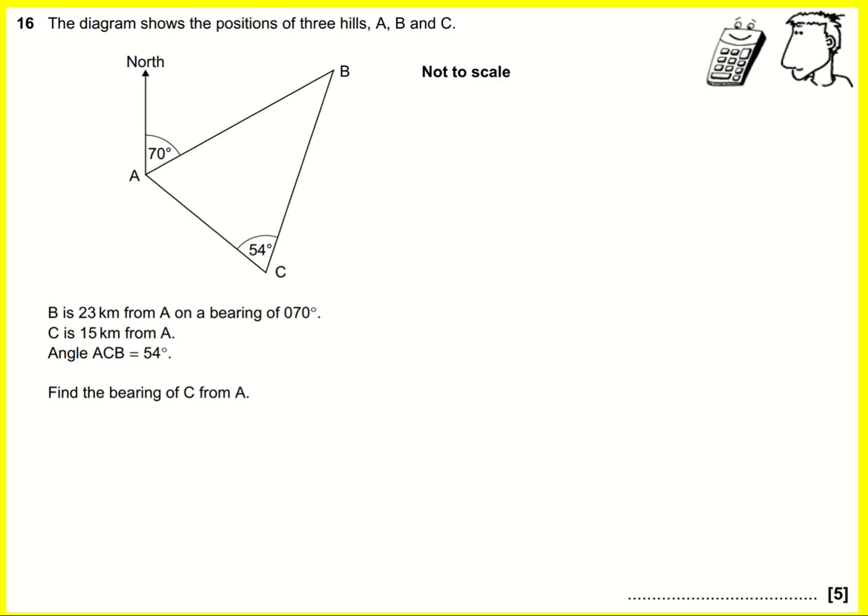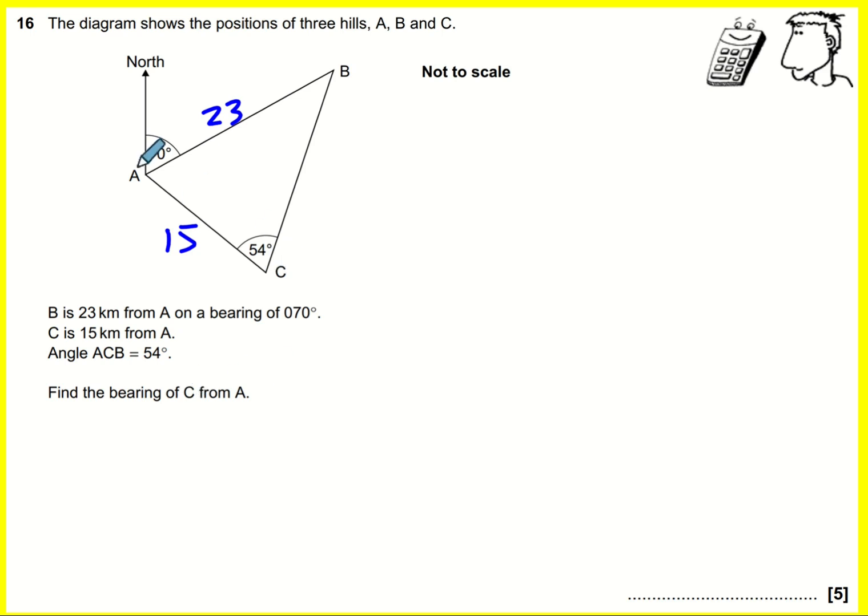The first thing I'm going to do in this question is label the sides. So B is 23 kilometers from A. C is 15 kilometers from A. And then they tell me that the angle ACB is 54. That's already labeled. They've told me that B is on a bearing of 70 degrees from A. So that's labeled. Find the bearing of C from A.